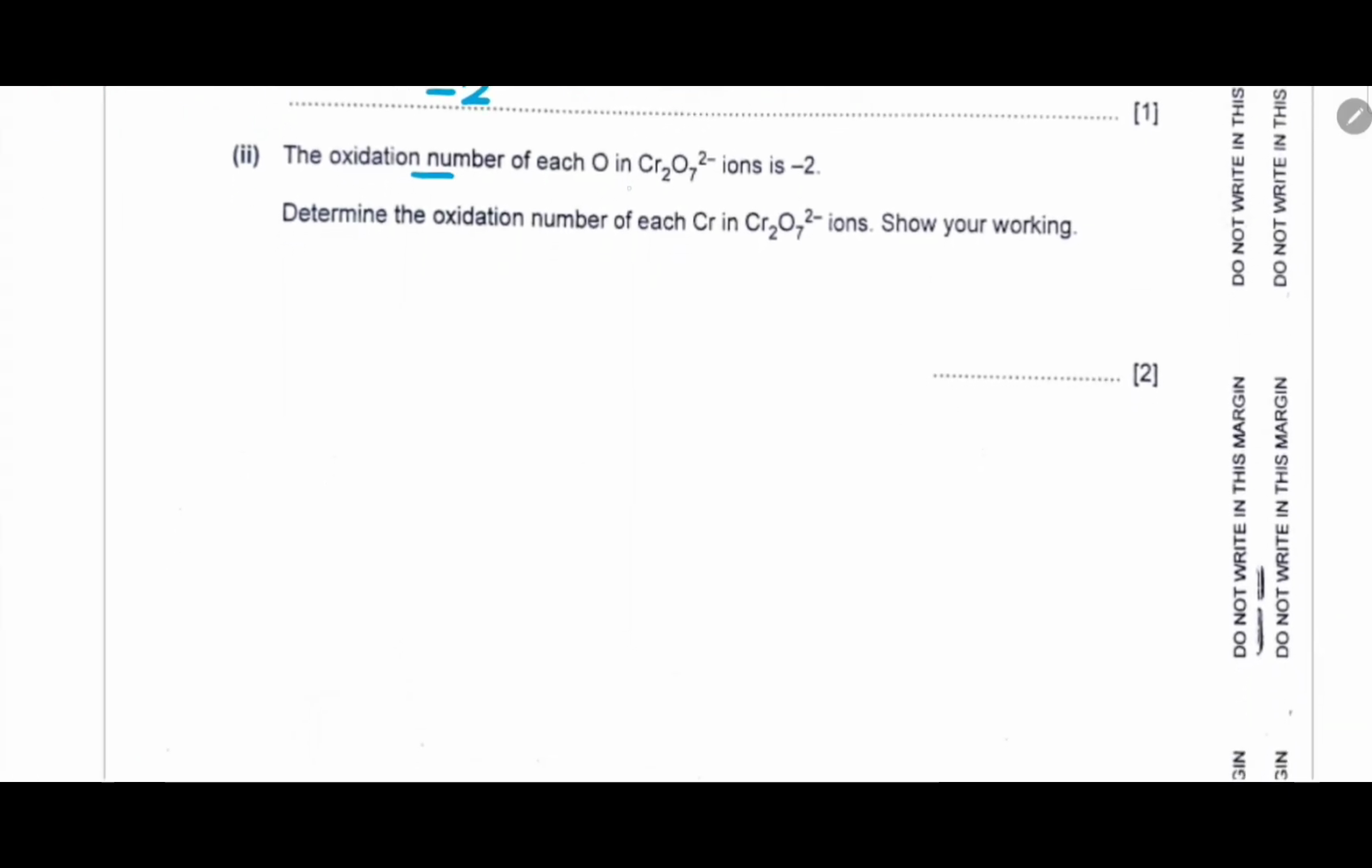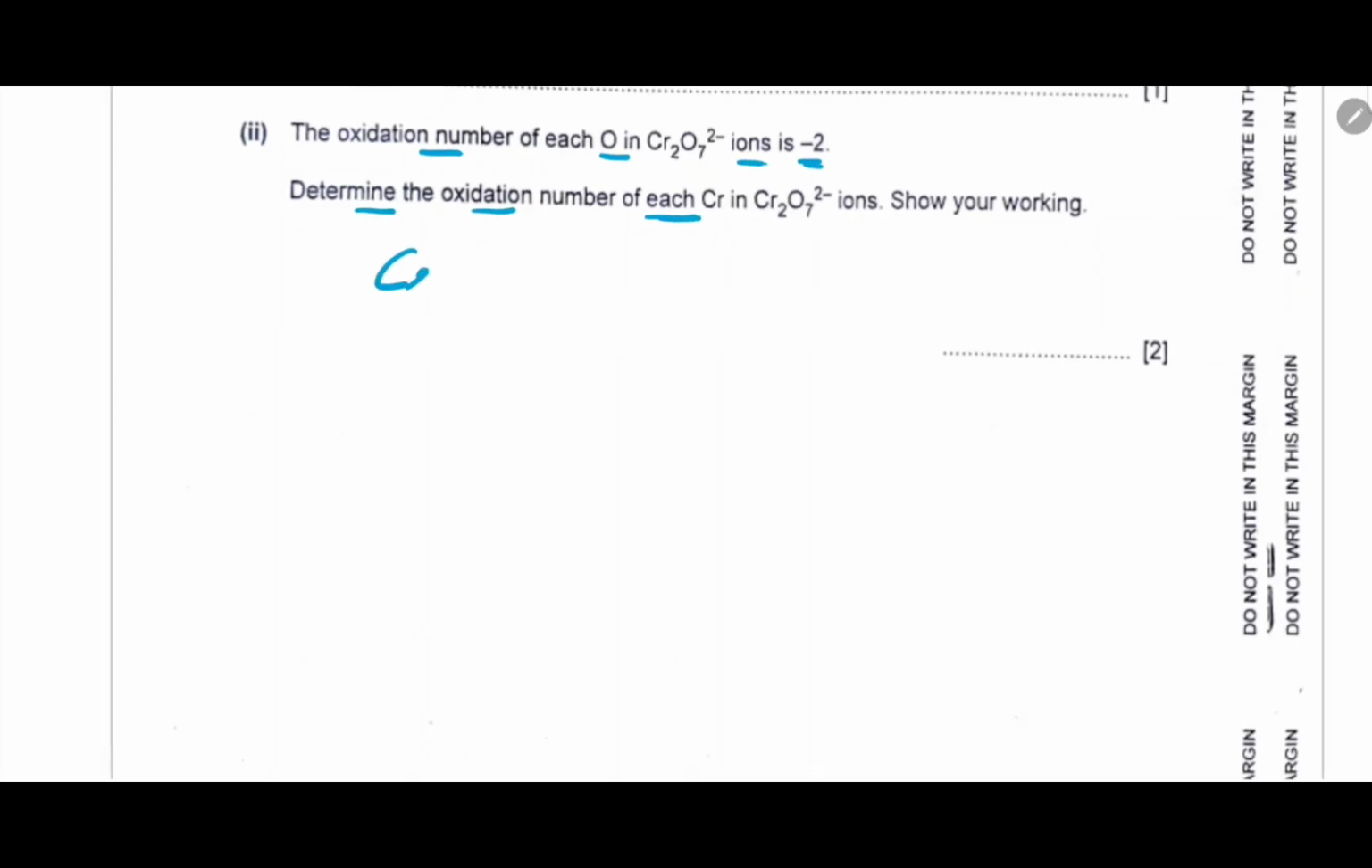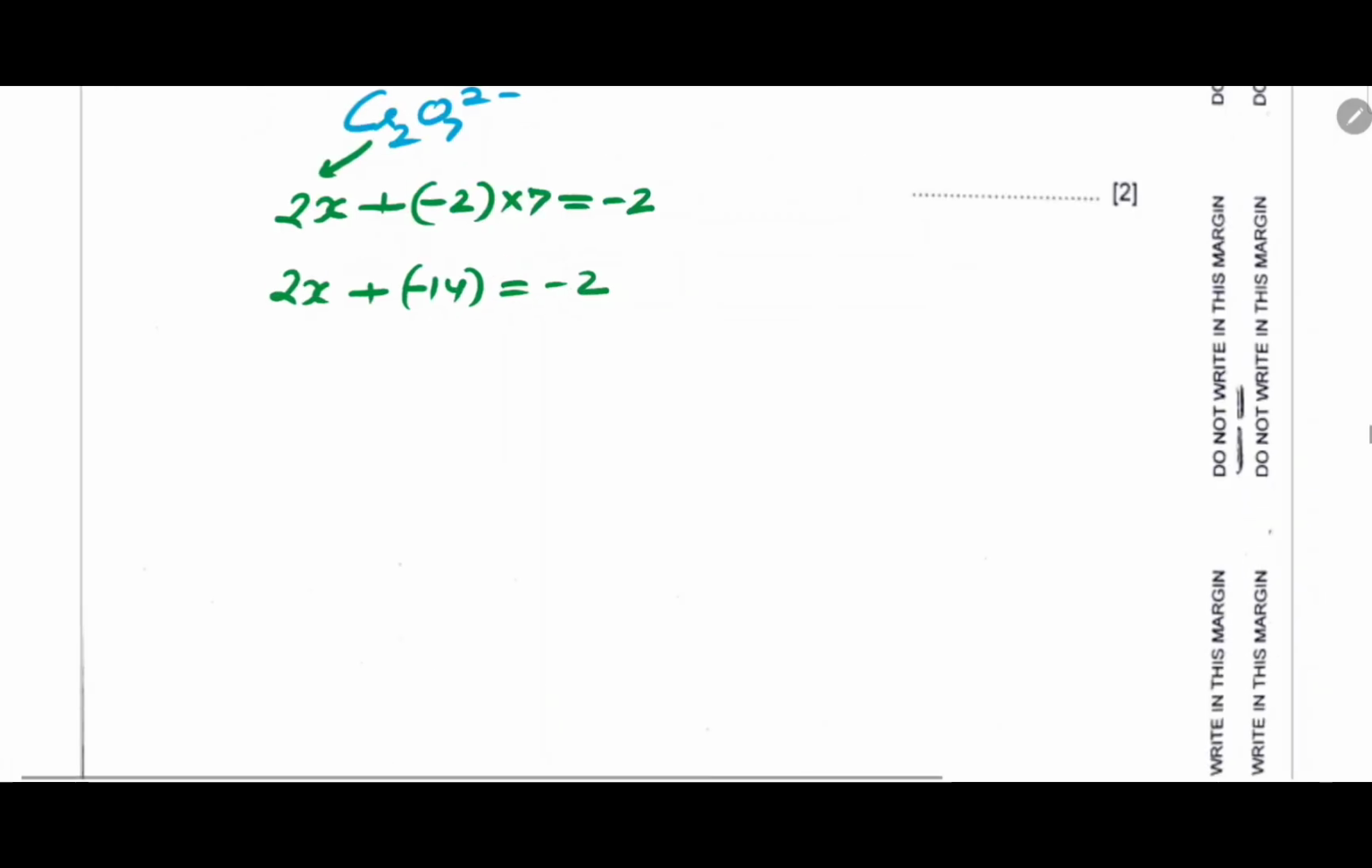The oxidation number of each oxygen in Cr2O7 2- is -2. We have to determine the oxidation number of each chromium. Okay, how to do it? Cr2O7 2-. I will take chromium as x. So it will be 2x plus oxygen is -2, so 2x plus (-2 into 7), and that will be equal to the charge on this ion, that is -2. Or I can say 2x equals plus 12, because it goes there and converts into 14 minus 2, and that is plus 12. x equals 12 upon 2, that is equal to 6.